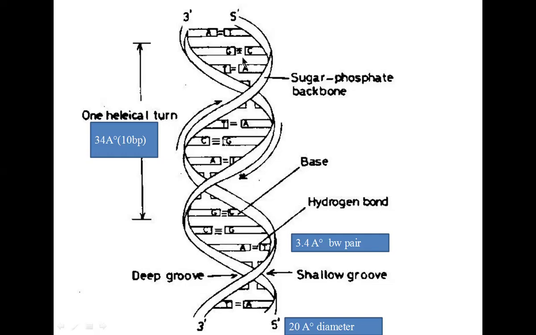Next one, sugar phosphate backbone. The rails of the ladder are made of alternating deoxyribose sugar and phosphate groups linked by phosphodiester bonds. This forms the structural framework of the DNA molecule.